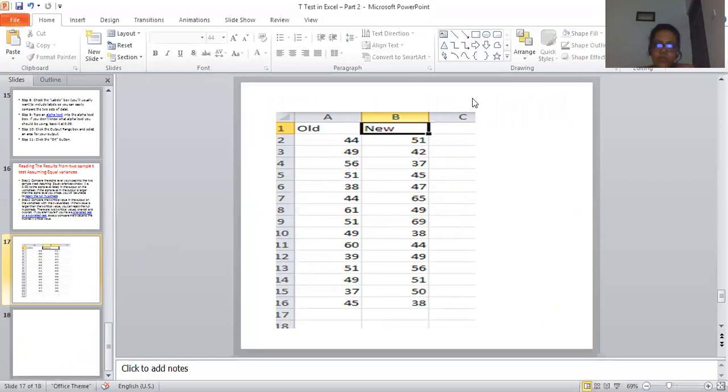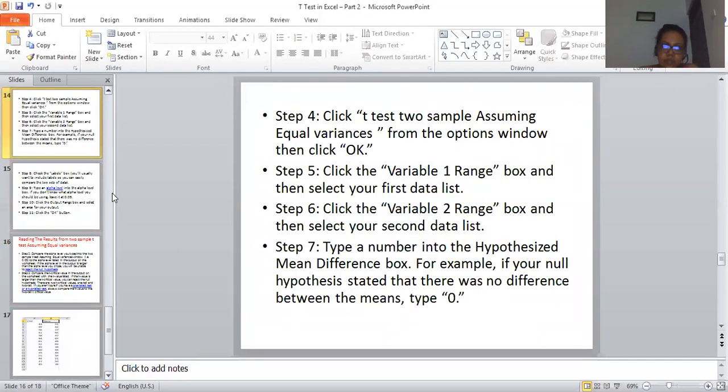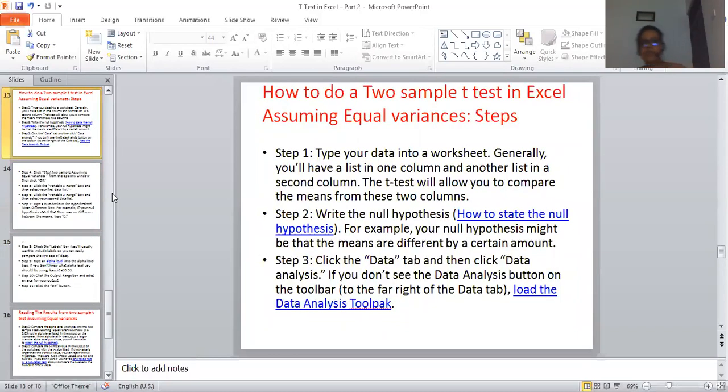We are going to look at whether there is a difference between these two samples, right? So we look at what the steps are. The first step is to type your data into the worksheet.